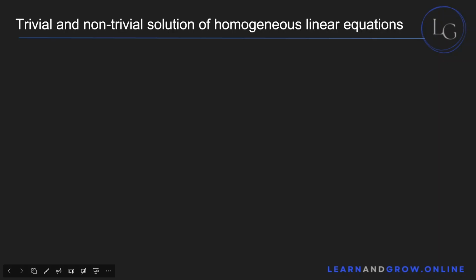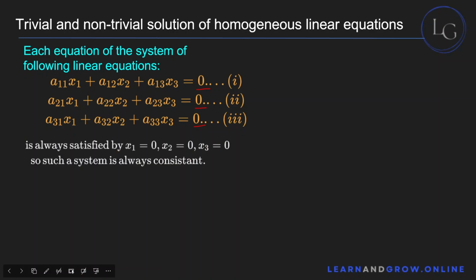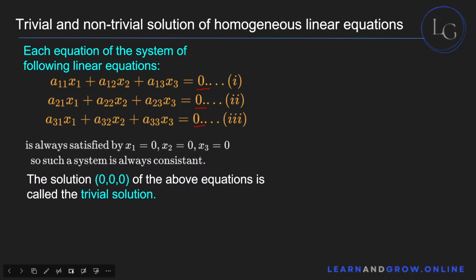Trivial and non-trivial solution of homogeneous linear equations. So remember, homogeneous linear equations are those in which the value of k is 0. So we have this system of linear equations, and first of all, if you put the values of x1, x2, and x3 as 0 in each one of these, they will give 0, and this will be a solution. And the solution 0, 0, 0 is the trivial solution.